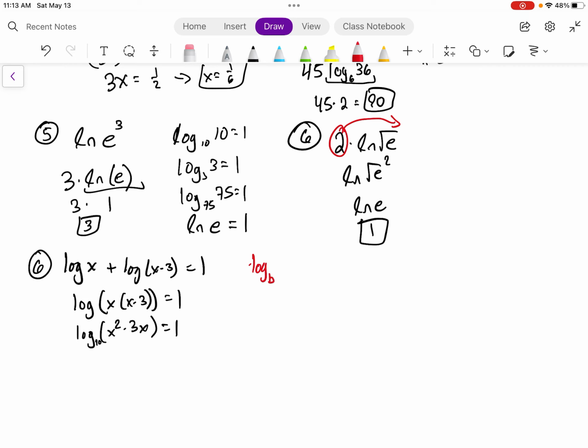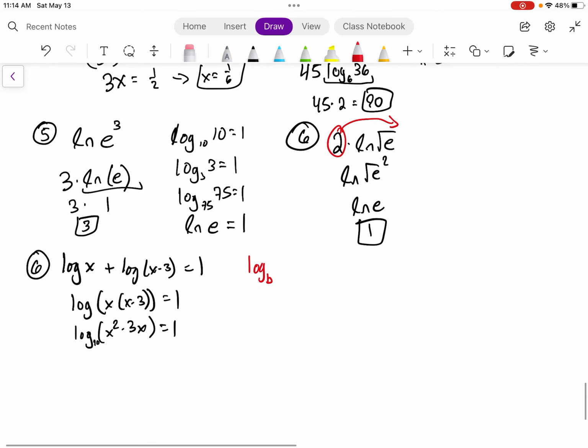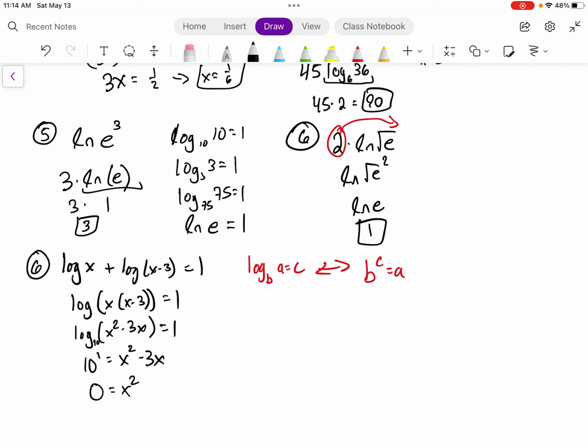If I have log base b of a equals c, that means, going either way, b to the c equals a. So what does this mean? That means 10 to the 1 equals x squared minus 3x. Now I want to treat this like a quadratic, because I have x squared minus 3x minus 10.